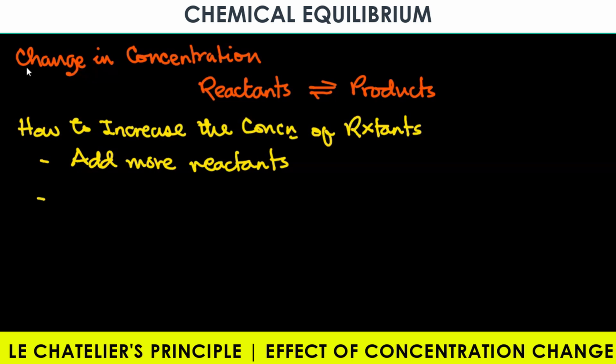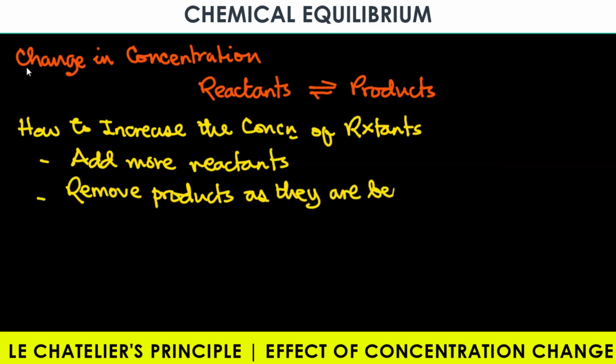Then you can do what? Remove the products as they are being formed. Right? If you remove the products as they are being formed, you are doing what? You are indirectly increasing the concentrations of the reactants, and the system will react to that.